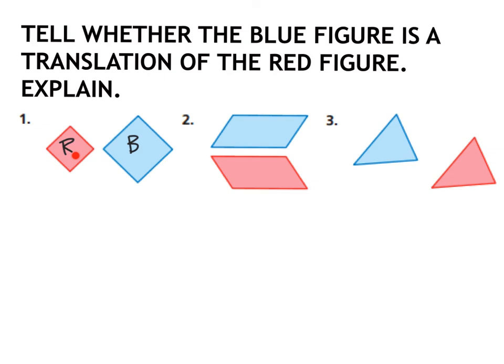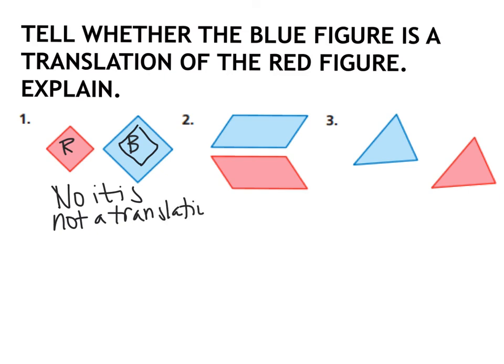Even if I took this red one and slid it over like a translation, it would be smaller. If I draw what that other red one might look like on top of it, if I were to actually move it over like we did in our activity on the Chromebooks, it wouldn't fit exactly the same. The red one would be smaller. So no, it is not a translation, because the figures are not congruent.